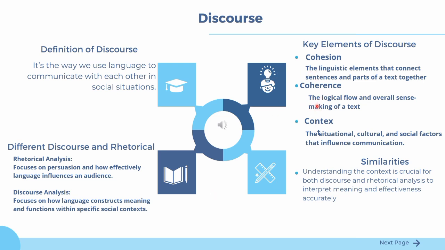And then key elements of discourse. There are three elements of discourse: cohesion, coherence, and context. Cohesion is the linguistic elements that connect sentences and parts of a text together. Coherence is the logical flow and overall sense-making of a text. Context is the situational, cultural, and social factors that influence communication. So, the similarity is that understanding the context is crucial for both discourse and rhetorical analysis to interpret meaning and effectiveness accurately.